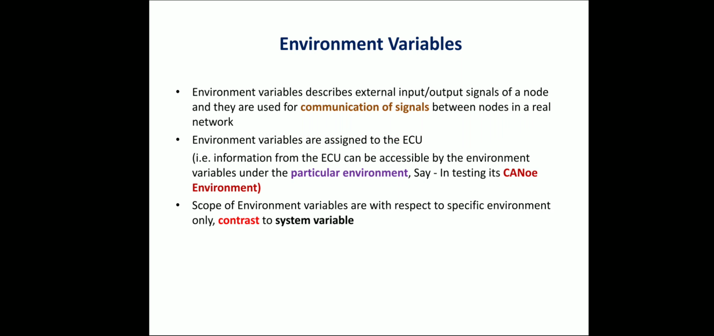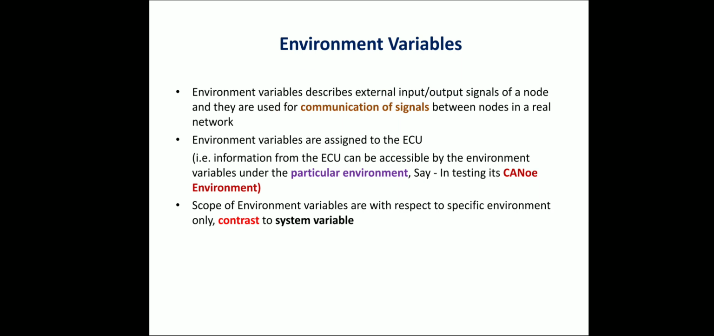A variable declared as an environment variable will be applicable only with respect to the particular environment. If it comes out, then there will be no scope for that variable. So environment variables are assigned to the ECU. Mainly in an ECU, variables are considered environment variables, because they will be applicable only inside the ECU environment. But in testing, you can say it is the CANoe environment.